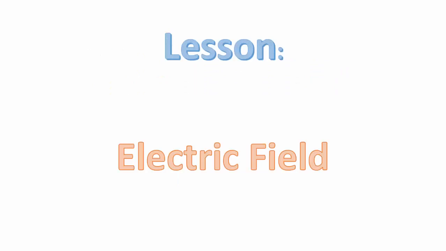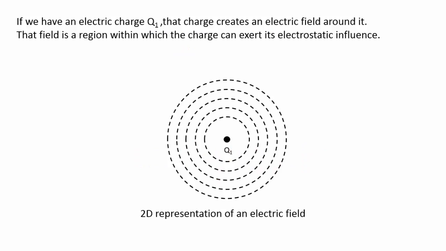Today's lesson is electric field. If we have an electric charge, let's name it Q1, that charge creates an electric field around it. That field is a region within which the charge can exert its electrostatic influence.